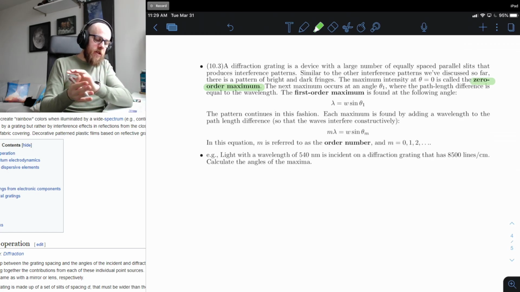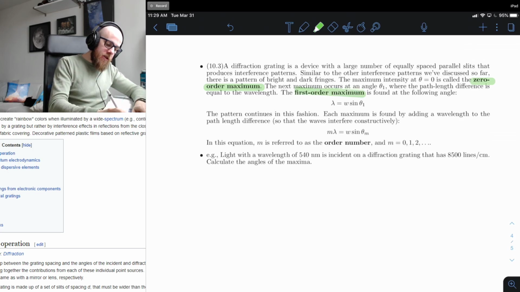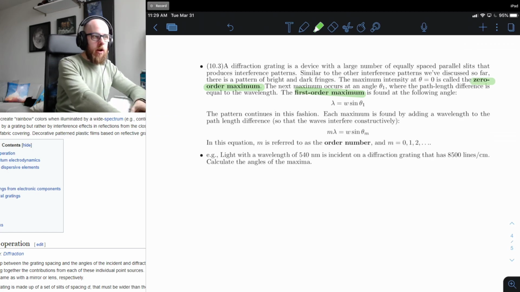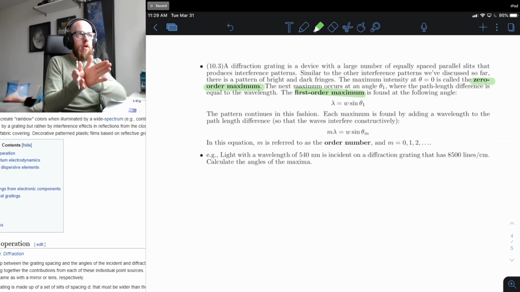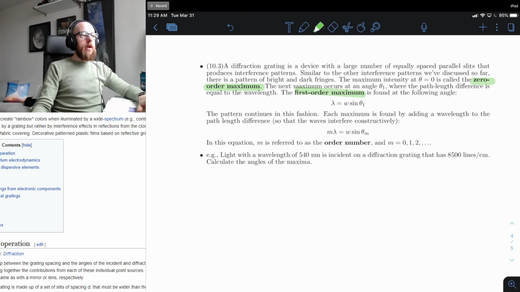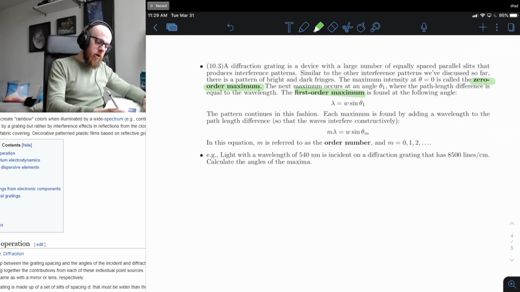Again, the path length difference is equal to the wavelength. So the first order maximum is found using this formula, right? We can find the angle that the first order maximum is found at, okay? And then the pattern continues, right? Each consecutive maximum is found by just adding a wavelength to the path length difference, okay? So this ensures that the waves are interfering constructively, meaning we're going to get another maximum at these locations, all right? So only two formulas for this.